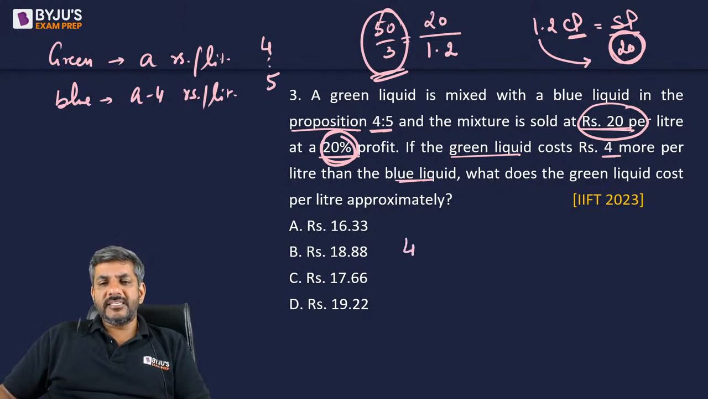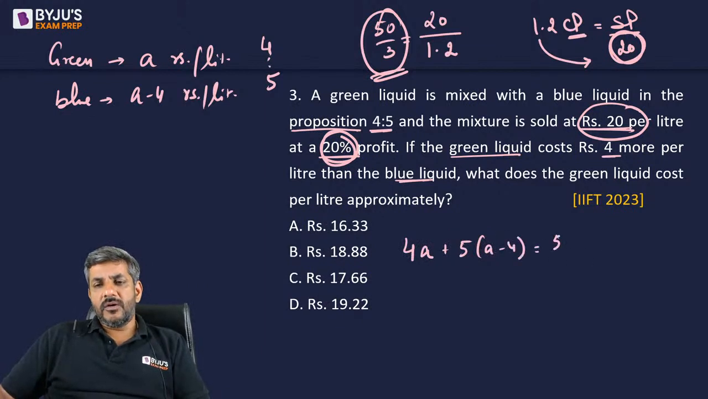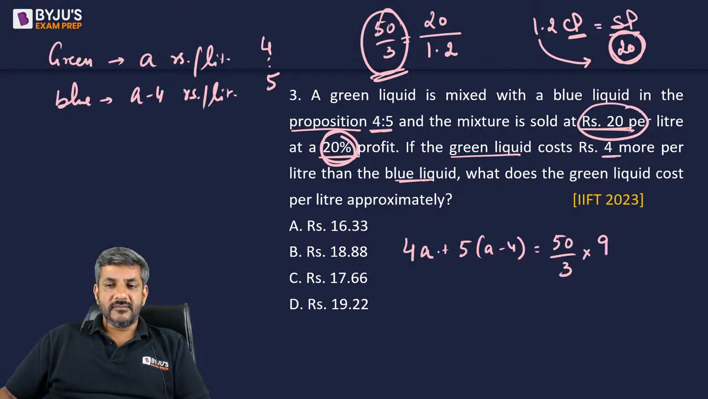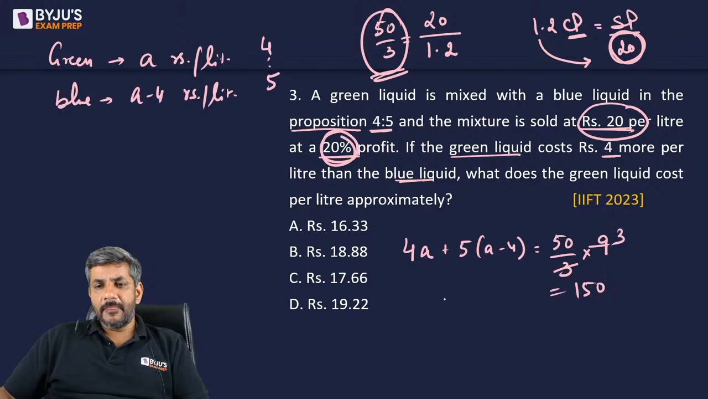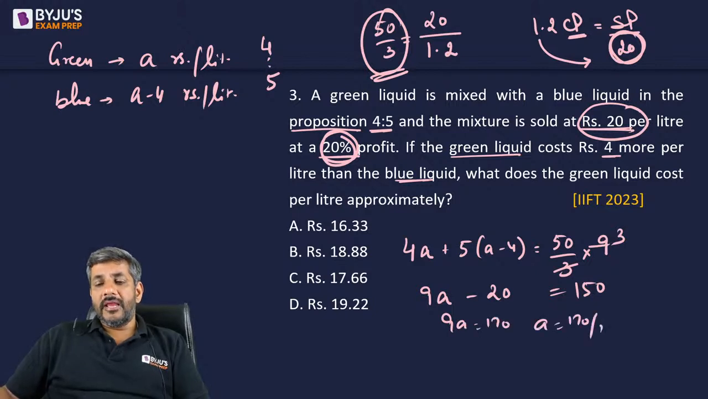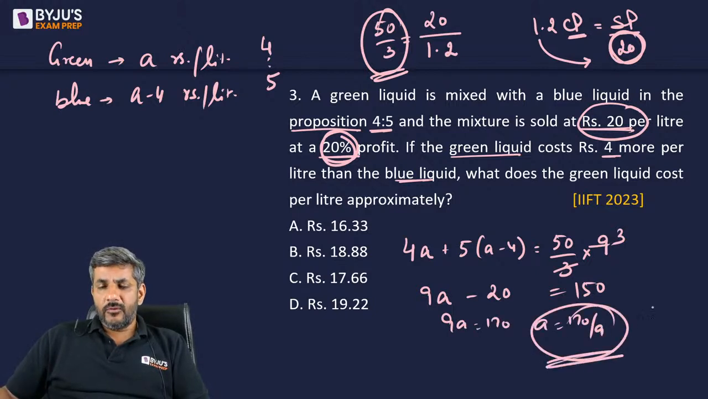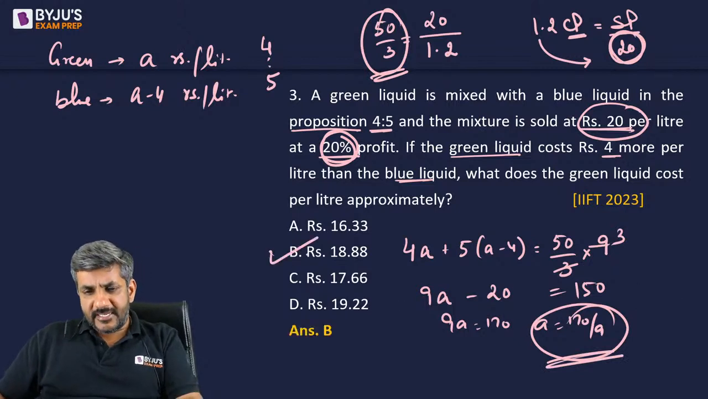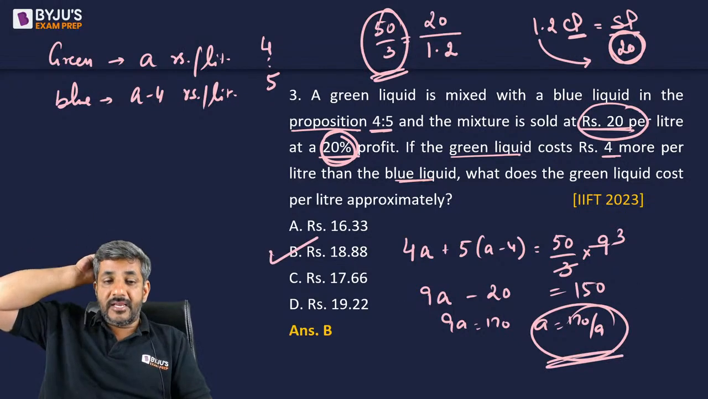So 4 kg at a price of A plus 5 kg at a price of A minus 4 is equal to 50 by 3 into a total of 9 kgs. So 3 3s are 9. I have 150 on the right hand side. I have 4A plus 5A, 9A minus 20 on the left hand side. So 9A is equal to 170, or A is 170 by 9. 170 by 9 is 18.88. So option B is the correct answer.